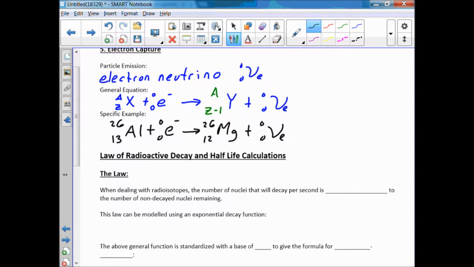All right, so let's kill it. Is the Mg radioactive? Mg is less unstable. It might still be radioactive, but it's less unstable than the previous step, the aluminum 1326.